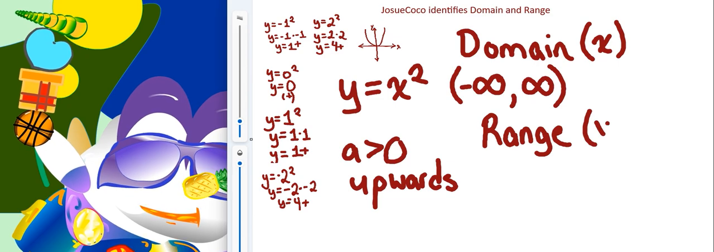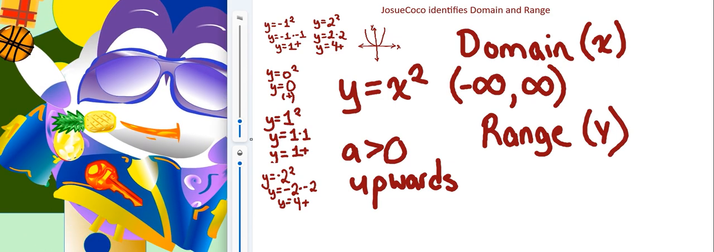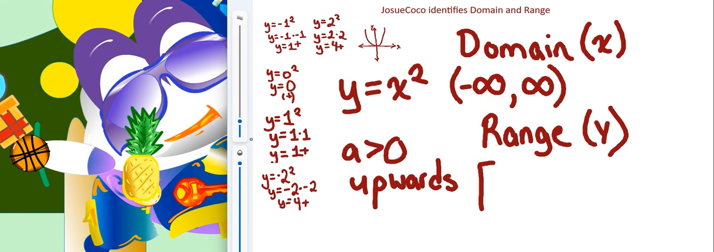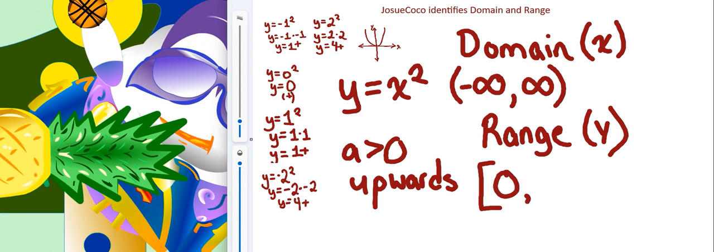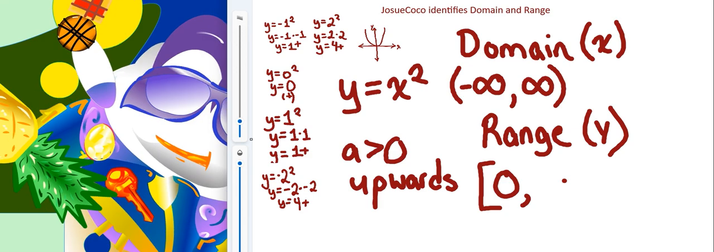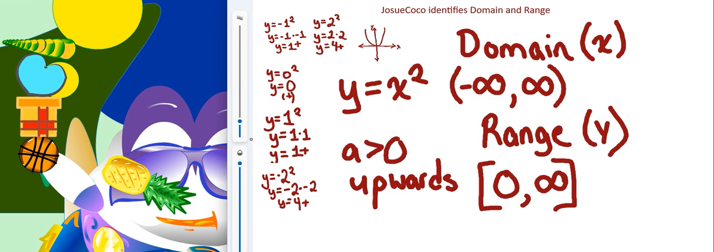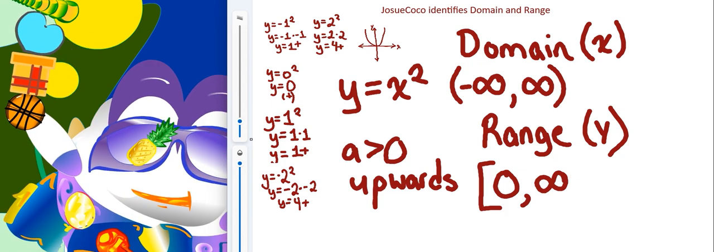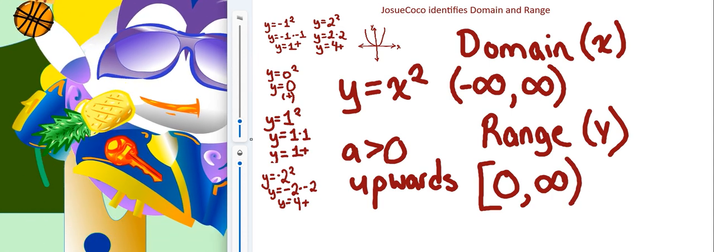Next, continuing with range, which is y. Y will be a half-open interval. We'll symbolize it with a square bracket starting at 0 to infinity and close it with a parenthesis.